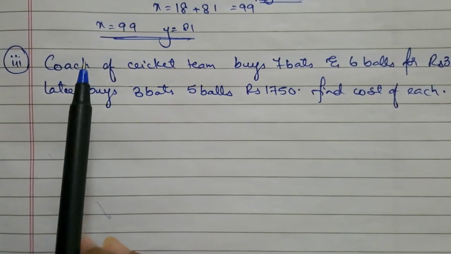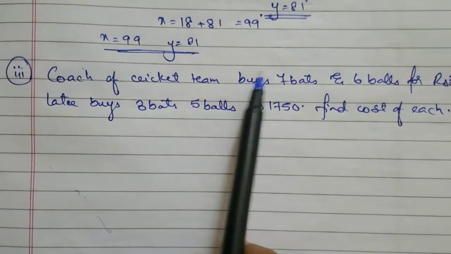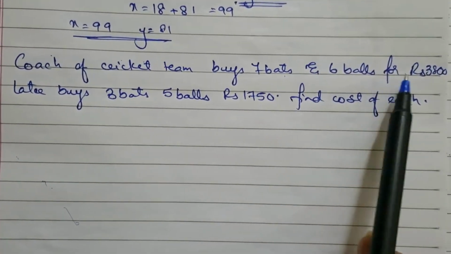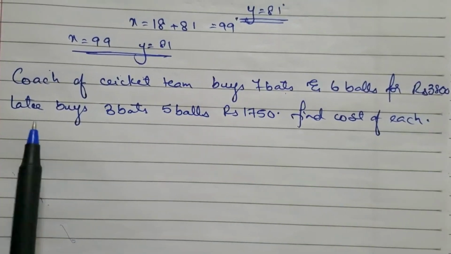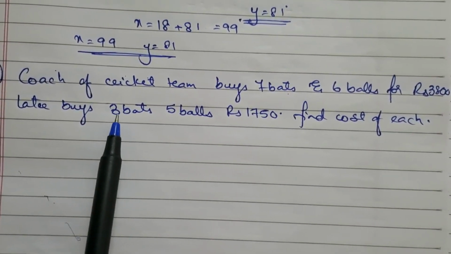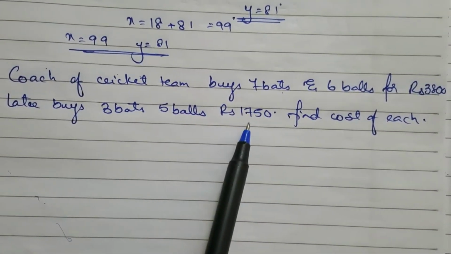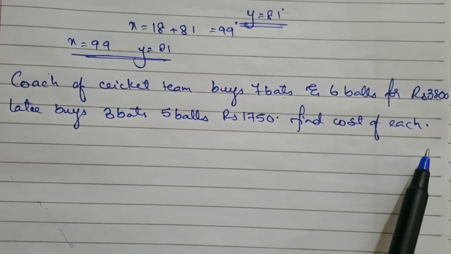Now the third question says that there is a coach of a cricket team. He buys 7 bats and 6 balls for rupees 3,800. Later he buys 3 bats and 5 balls for rupees 1,750. Find the cost of each is what they're saying.